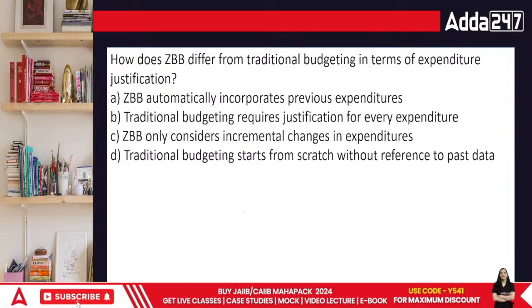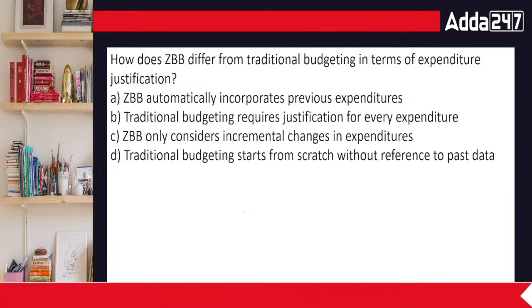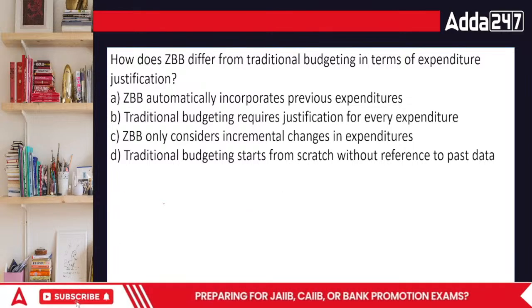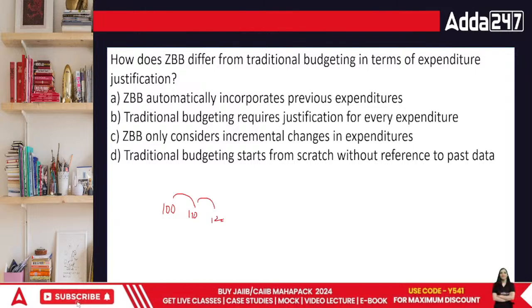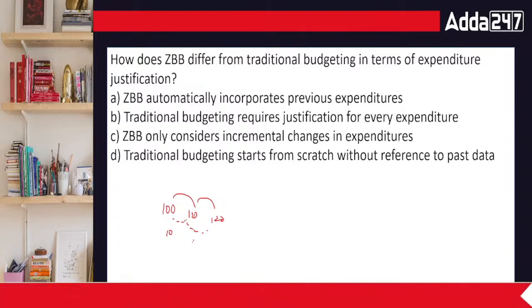How does ZBB differ from traditional budgeting? Traditional budgeting says what was the cost in the last year. Okay, it was 100 rupees. Now it has grown to 110. Then it has grown to 120. There has been an increase of 10 rupees. Pattern decoded.